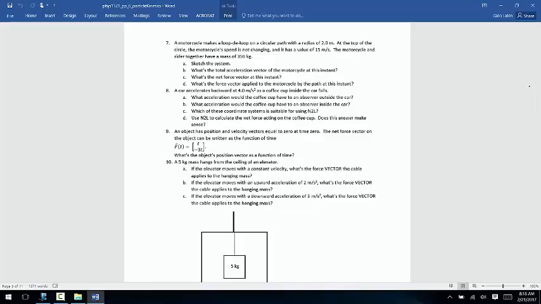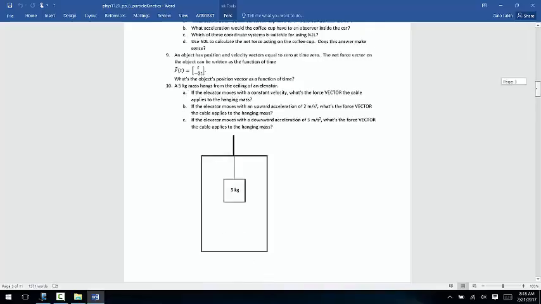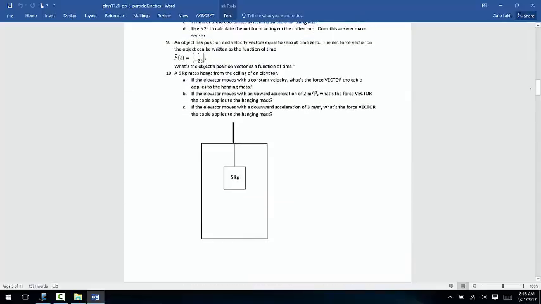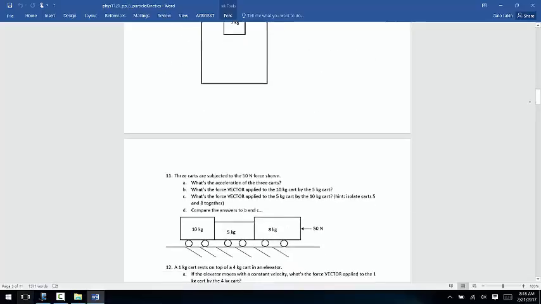Okay, so in this one, we're given the force vector as a function of time, and we're just asked to figure out the position vector as a function of time. It doesn't tell us the mass. Okay, and the function is ⟨t, −3t⟩.